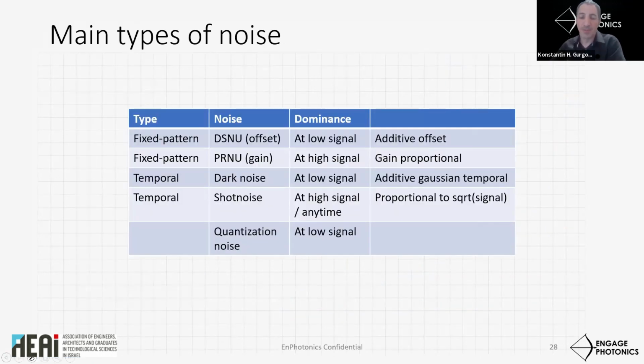So the main types of noise are FPN and temporal noise. FPN type is fixed pattern noise. FPN is characteristic to CMOS due to the difference in circuit properties of the individual pixels and circuit branches.